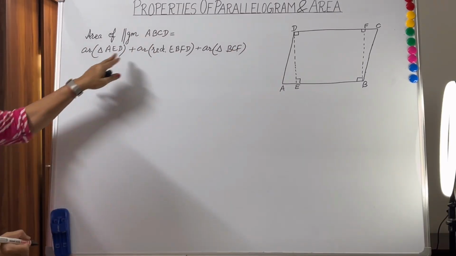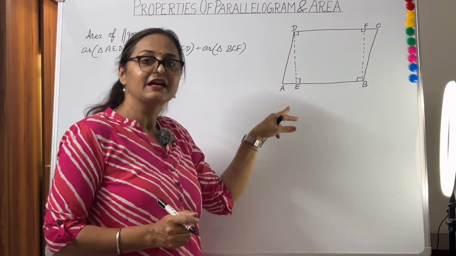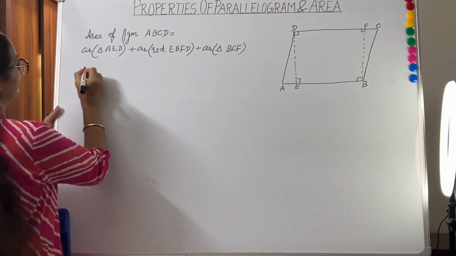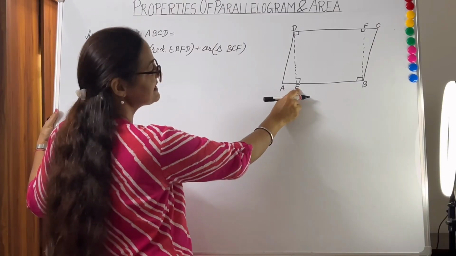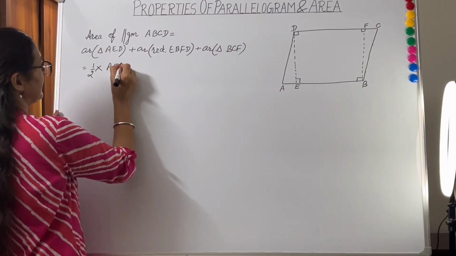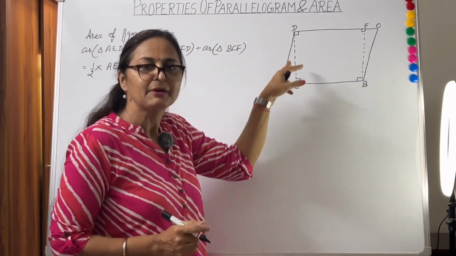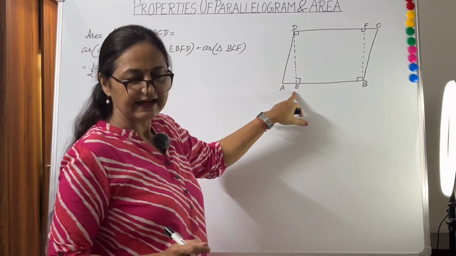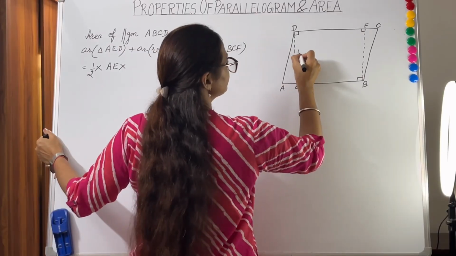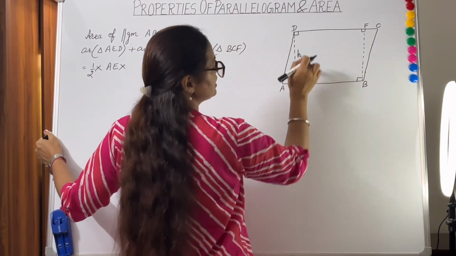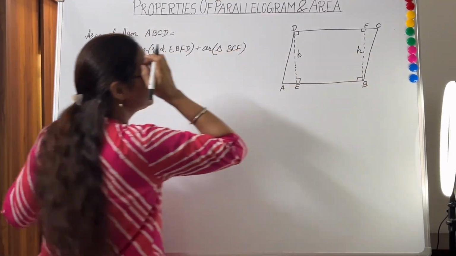Okay. So what is the area of triangle AED? As you know, what is the area of a triangle? Half into base into height. So half, what is the base of this triangle AED? Base is AE, and DE is the height. Because what is height? Perpendicular from a vertex to the opposite side. That is the height of the triangle. So DE is the height. So let's say this height is h. Let's take it as h. And because DE and FB are equal, this will also be h.